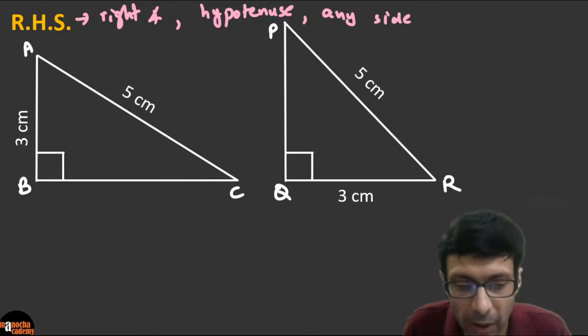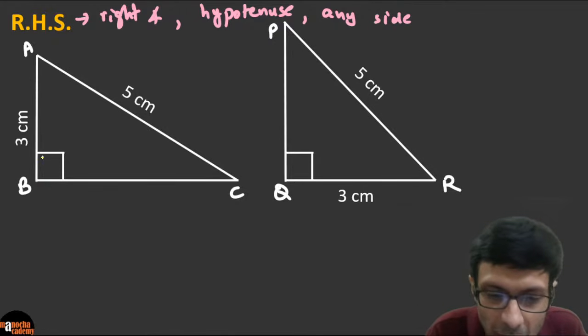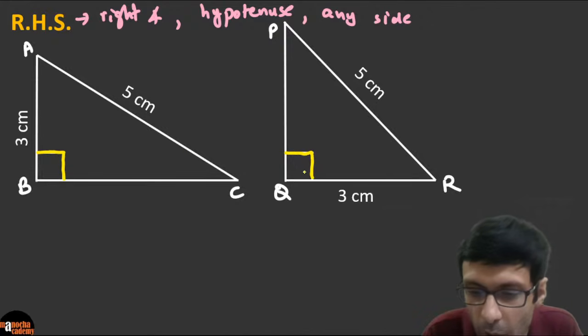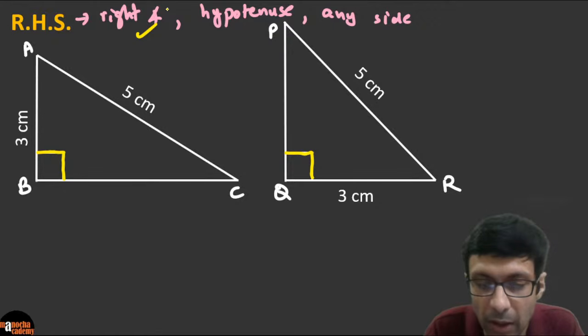So if you take a look here, can you see these 2 triangles? The right angle is given. Can you see that? 90 degrees here. I'm going to highlight it in yellow. Can you see? Angle B and angle Q. So our condition is satisfied. The right angle is there. Correct? What about the hypotenuse?